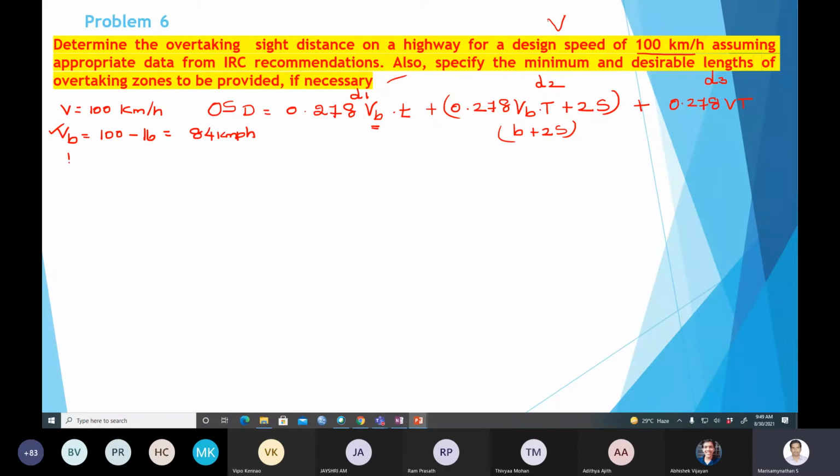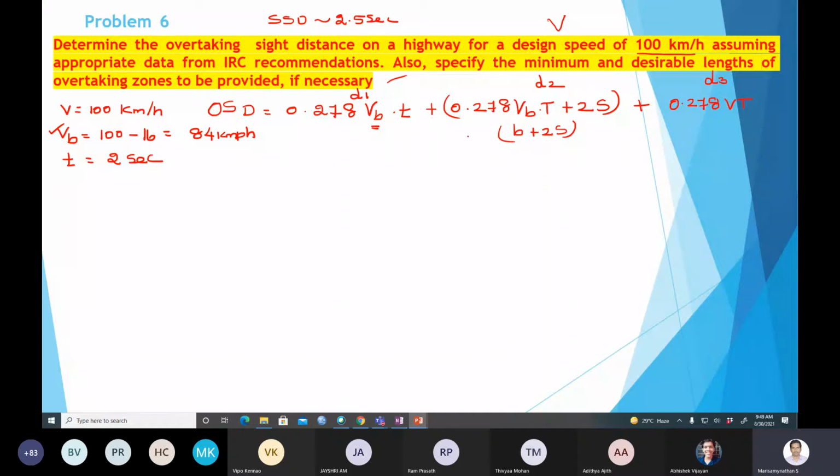Then the reaction time is 2 seconds for the overtaking sight distance. When it comes to the SSD, I told you to assume 2.5 seconds. But here the decision is taken for overtaking, not for stopping. So immediate action is required to cover that minimum gap and complete the overtaking behavior. That is the reason we have reduced the reaction time to 2 seconds for the overtaking sight distance.